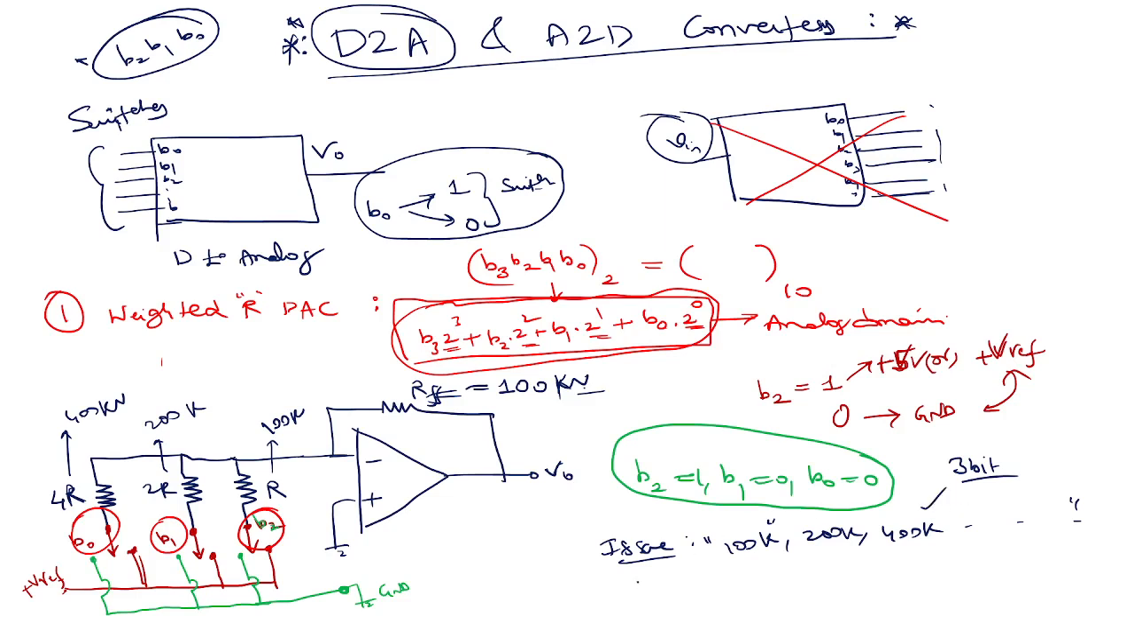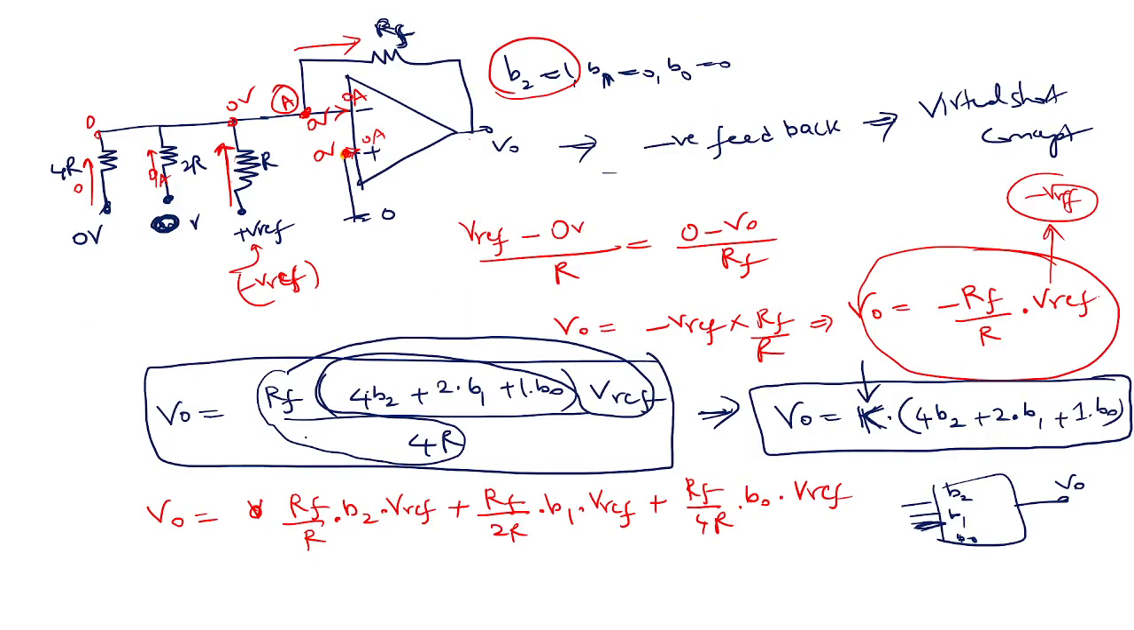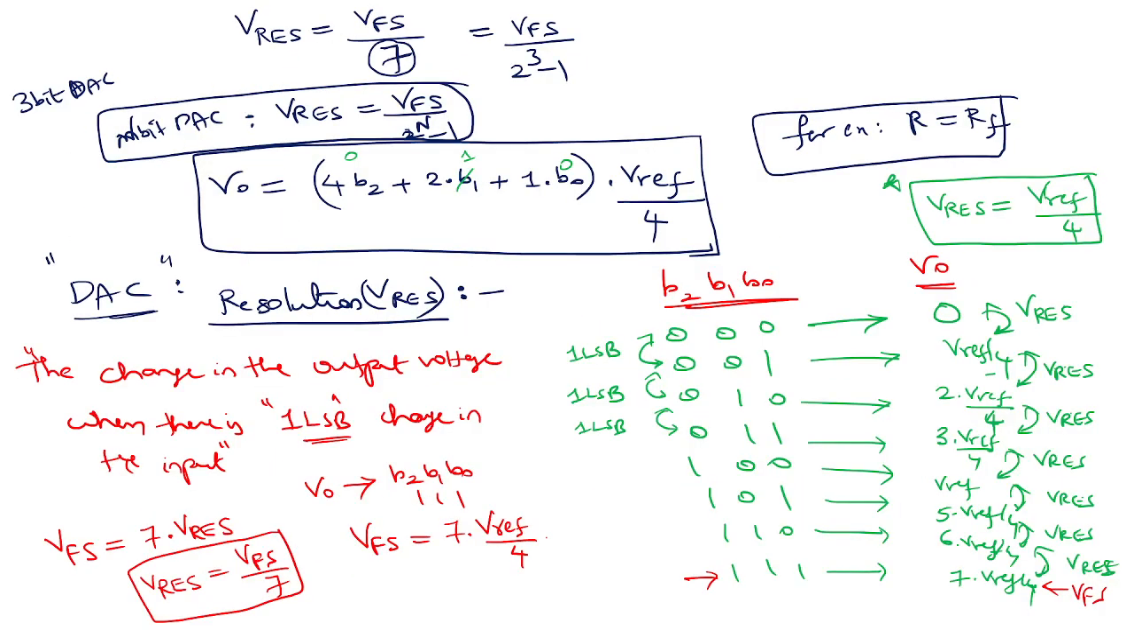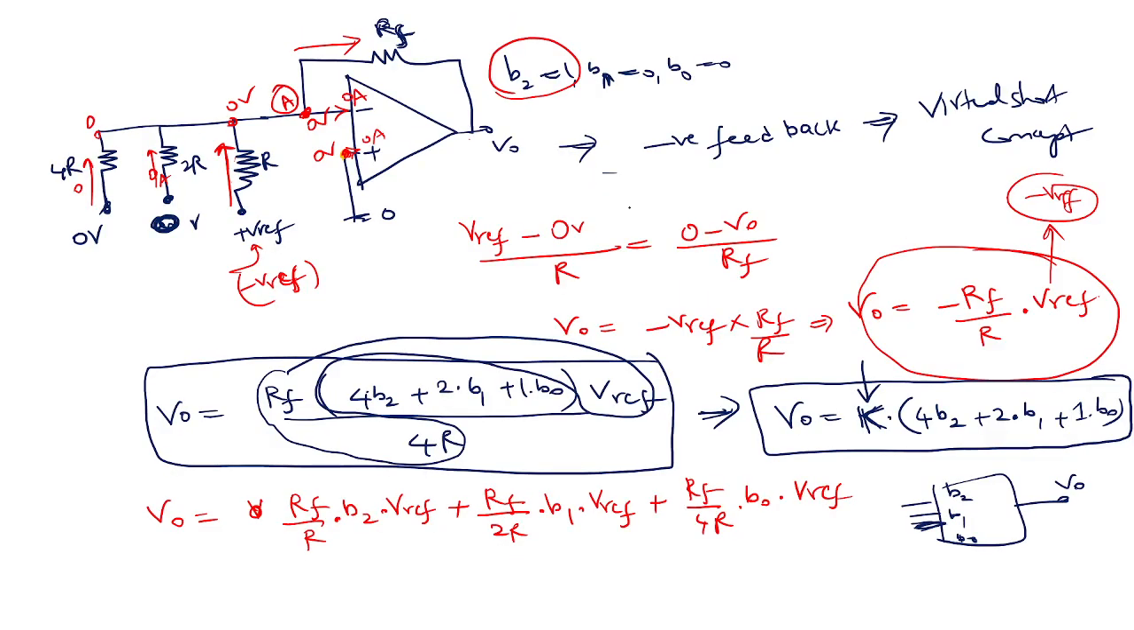What if you have 16 bit? You see this resistor, right? This is the MSB resistor. The MSB resistor is R. By now you understood why it is called MSB, because this has more weight. You look at this equation, if B2 becomes 1, then V0 will be V reference. If B0 becomes 1, only then V0 is V reference by 4.